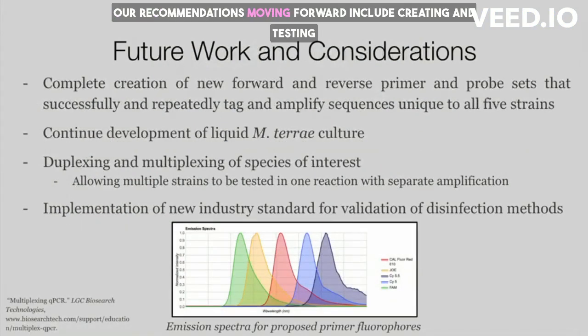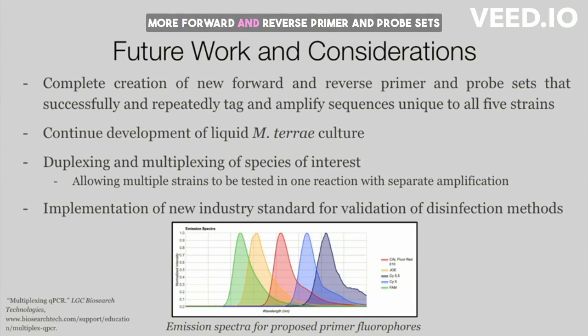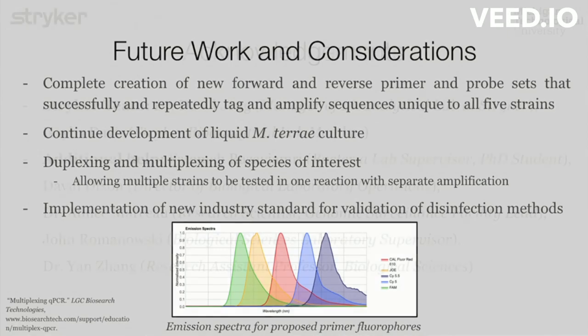Our recommendations moving forward include creating and testing more forward and reverse primer and probe sets that will successfully tag and amplify sequences unique to each strain of bacteria. The ultimate goal of the project would be to achieve multiplexing capabilities, allowing each strain to be tested in one trial of qPCR that would generate separate amplification curves. This method has the potential to lead to the implementation of a new industry standard for validation of disinfection methods that is more time and cost efficient.